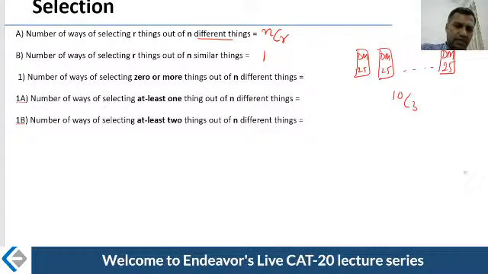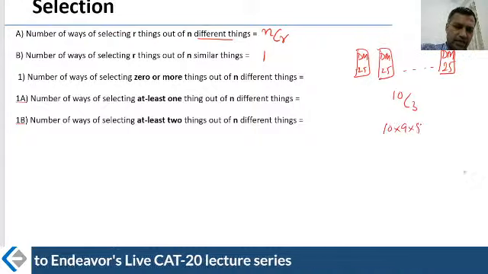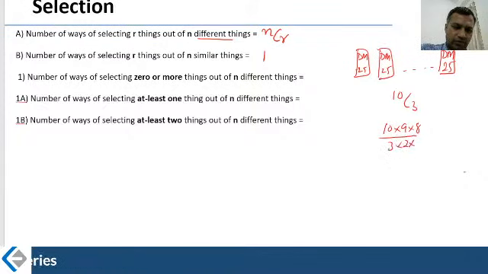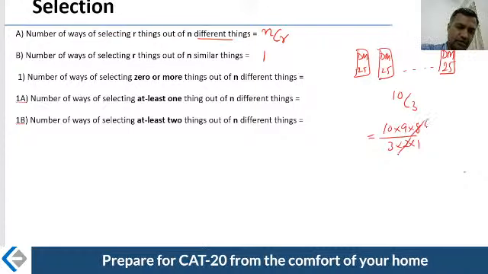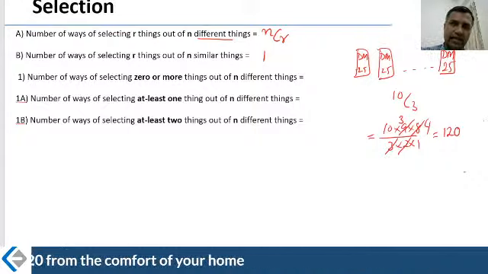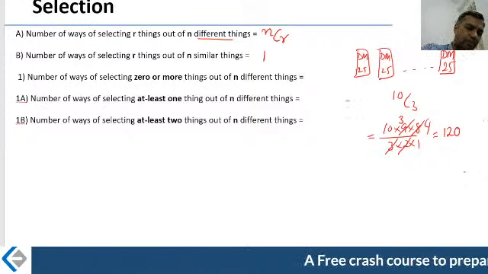What is 10C3? It is 10 into 9 into 8 divided by 3 into 2 into 1, from a calculation perspective. Are you trying to say 10C3 is nothing but 120 ways? No, friends, we don't have 120 ways of doing this. It's just one way. Pick any 3.